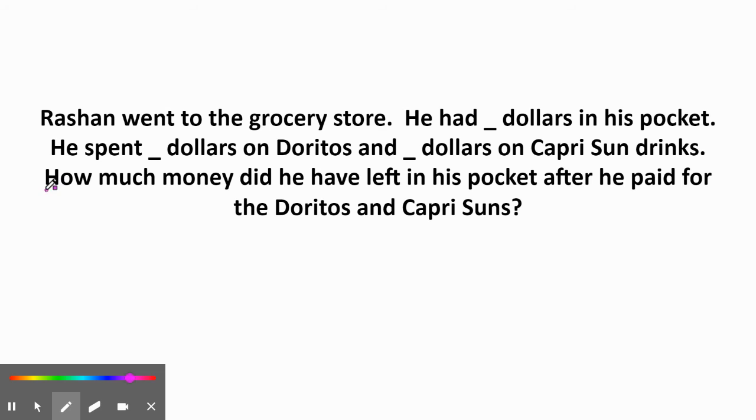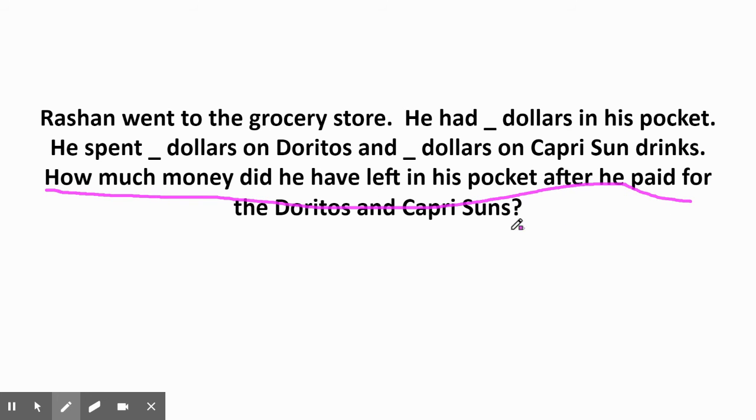Okay, so I'm going to underline my question. How much money did he have left in his pocket after he paid for the Doritos and Capri Suns? So I'm wondering about money, right? So am I going to need this number of how much money he had to begin with? It's about dollars, so I do need this number. He spent blank dollars. I'm going to need this number. And blank dollars. I'm going to need this number.